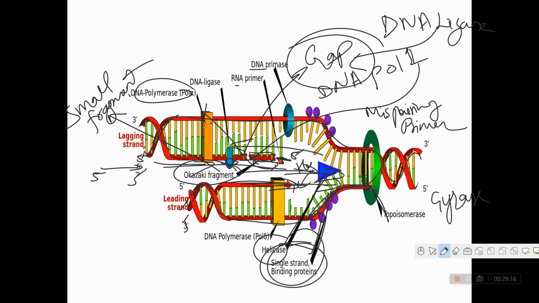So here also one single strand will be formed. In the leading strand, this whole process will not take place, but in the lagging strand this will take place. DNA pol will come, remove the primer, then DNA ligase will come and seal the gap, and after that formation of one single strand will take place. So this is the process of DNA replication.